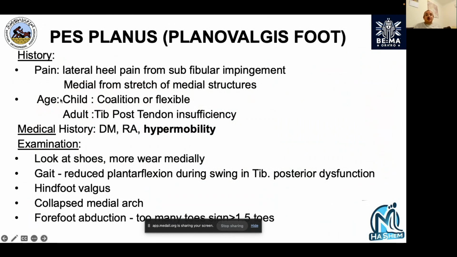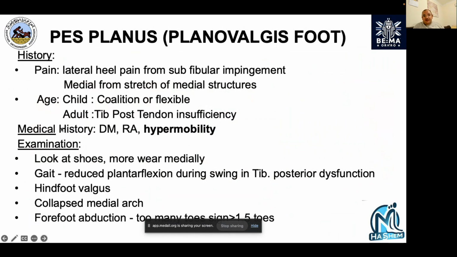From the history, you can spot if the patient is a child, so the commonest cause is coalition, and you have to check that, unless it is flexible. And if in an adult, you have to suspect firstly that this patient has a tibialis posterior insufficiency before anything else. From the medical history, you need to know if the patient is diabetic and neuropathic or not. If the patient has rheumatoid arthritis, it means all the soft tissue structures are weak, and you need to spot if the patient has hypermobility, and this is idiopathic for him.